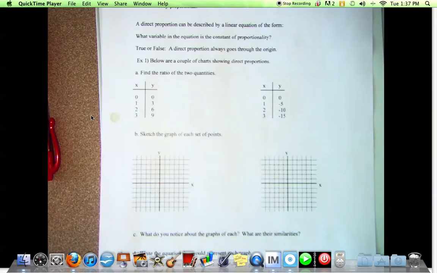All right, so what's the definition of directly proportional? One quantity is directly proportional to another when the ratio of the two quantities is constant. Okay, write that down. When the ratio of two quantities is constant.